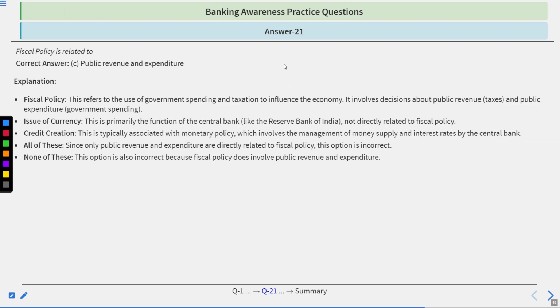Time's up. Correct answer is C, public revenue expenditure. Go by the explanation. Fiscal policy refers to the use of government spending and taxation to influence the economy. It involves decisions about public revenues and public expenditure.